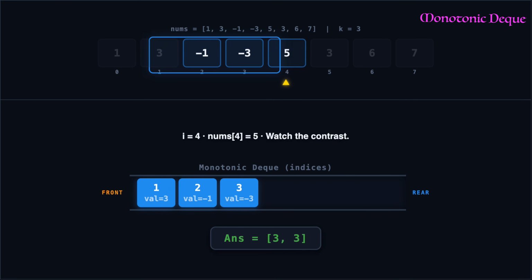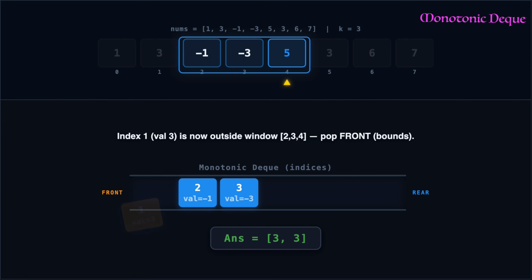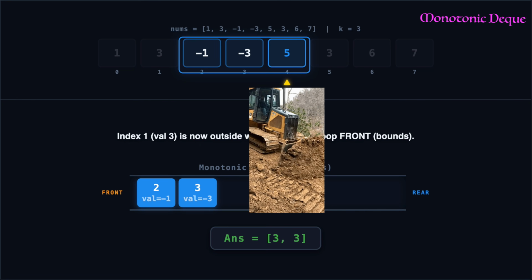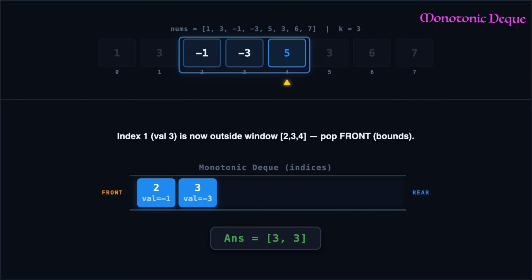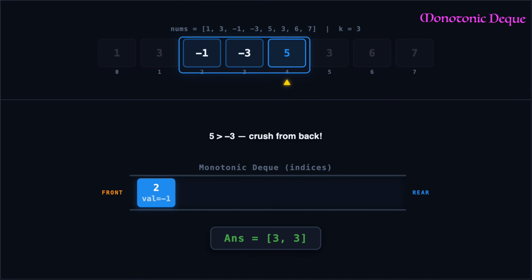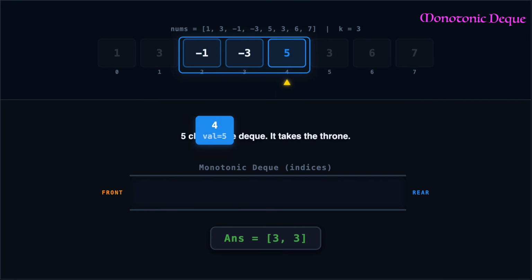As 5 enters the frame, two things happen. First, we check our bounds. The old maximum, 3, has slid outside the new window, so we pop it from the front. Second, we maintain the order from the back. 5 is an absolute bulldozer. It is bigger than both -3 and -1. Because 5 is newer and larger, those older smaller numbers are guaranteed to never matter again. We pop them all out in one sweep and 5 takes the throne.